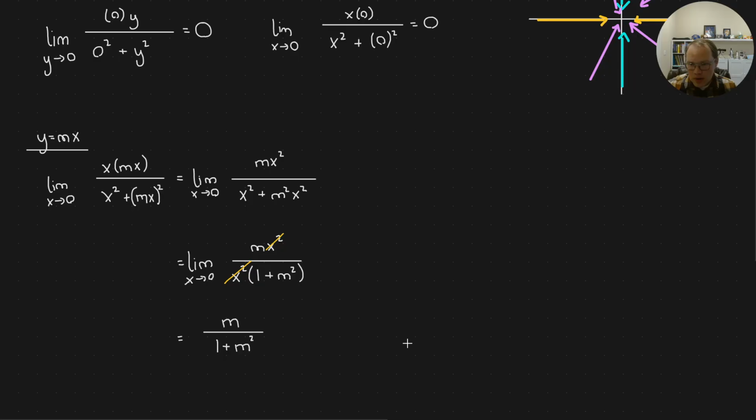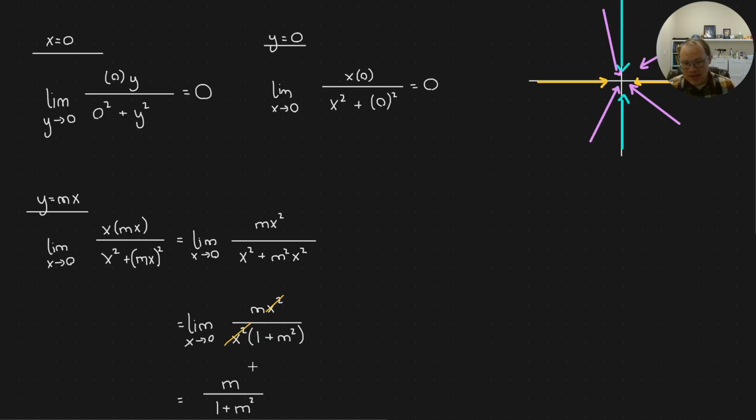Okay, now we need to check. Does this agree with these limits I've already found? Well, no. Pretty much any slope other than slope 0, this is going to be a non-zero number, right? If m is 1, I'd get what? 1 over 2. I'd get a half, right? For any non-zero value of m here, for any non-zero slope, my limit isn't going to be 0. And so because it doesn't agree with these two, that must mean that the limit does not exist.